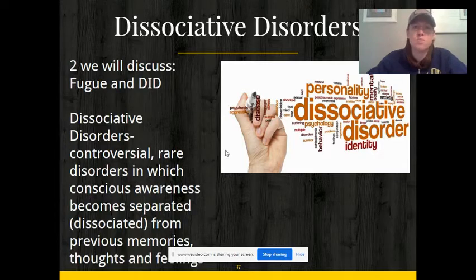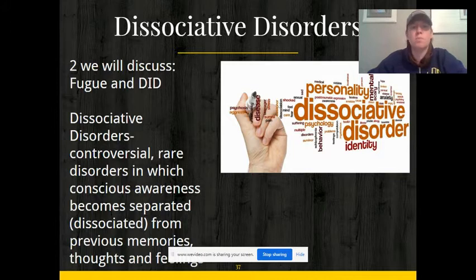So dissociative disorders, write down this definition. They are controversial, and you're going to see why. A lot of people, even psychologists, plenty of people in the psychological and medical field, say, are you sure? This just doesn't sound 100% right, because as you're going to see with fugue, you just forget your life. You just forget your life and make a new one. And people are like, what? Give me a break. There's no way. You just forgot everything.